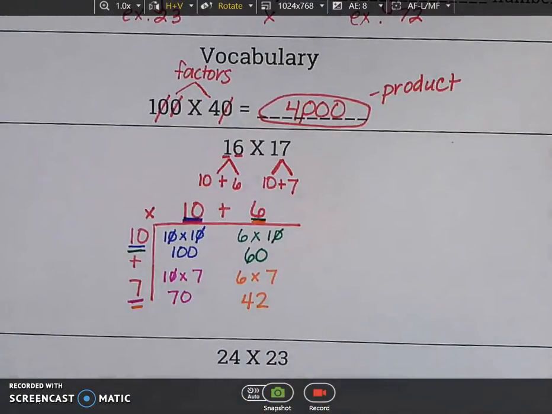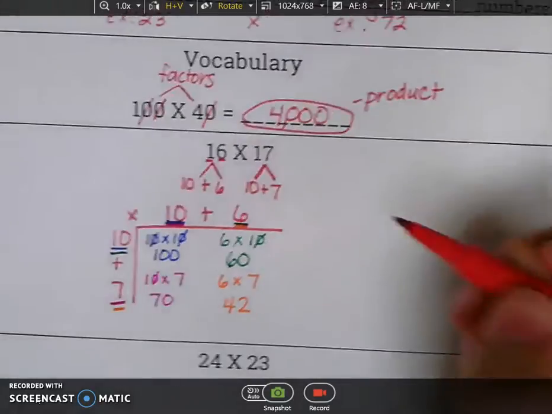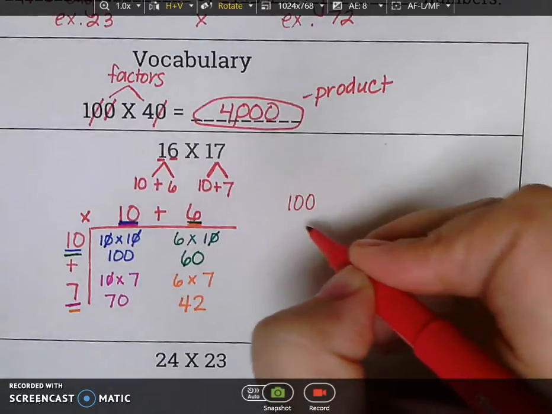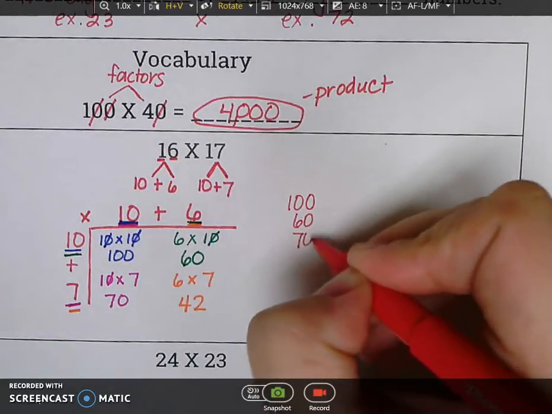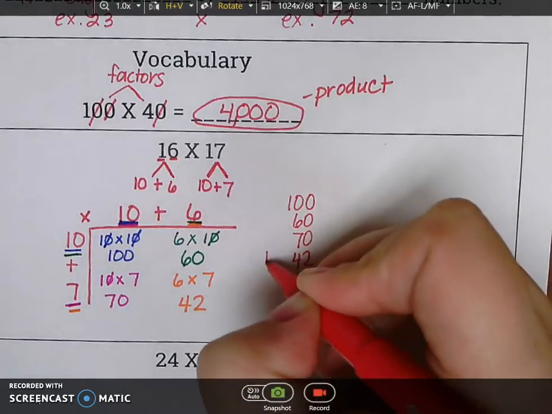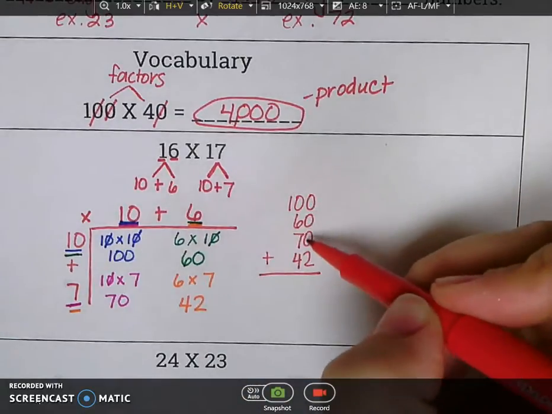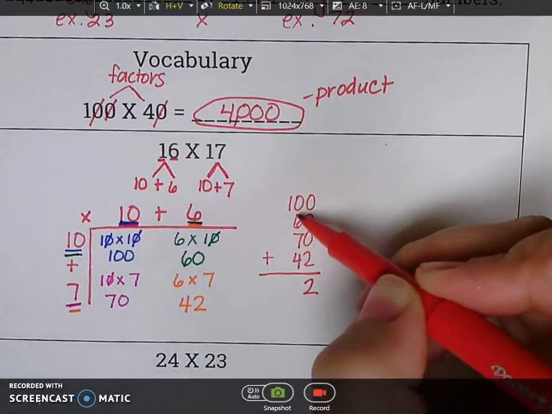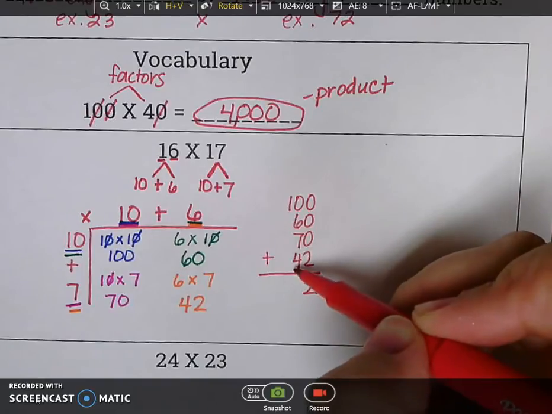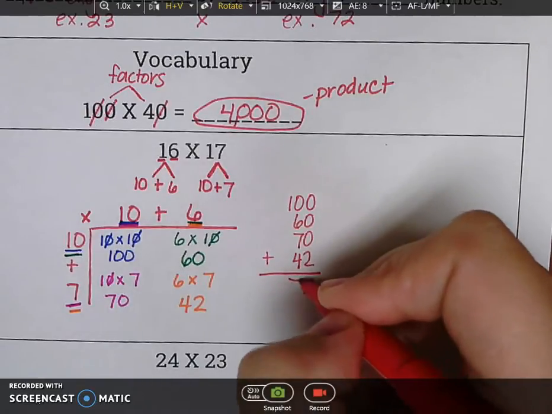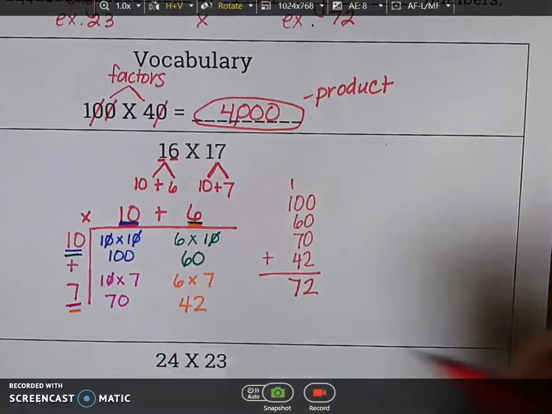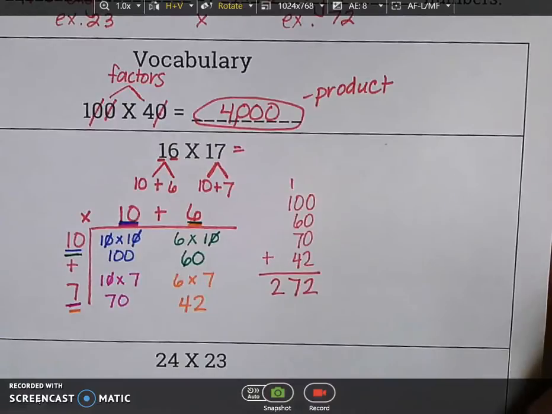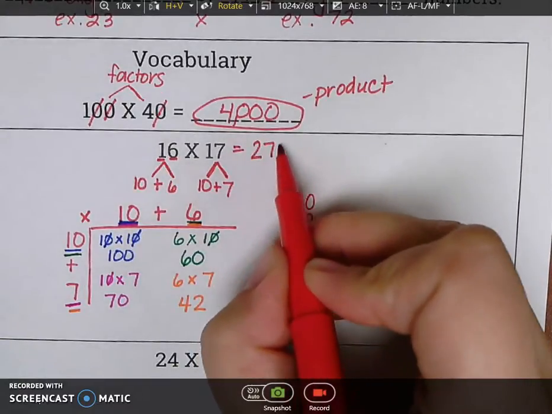So now that I've got all those partial products, I'm going to add them together. So I'm going to add 100 plus 60 plus 70 plus 42. Add them all together. 0 plus 0 plus 0 plus 2 is 2. 0 plus 6 plus 7. 6 plus 7 is 13. Plus 4 is 17. So I put my 7 down, carry my 1. 1 plus 1 is 2. So that means the product of 16 times 17 is 272.